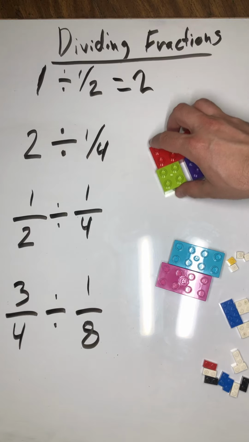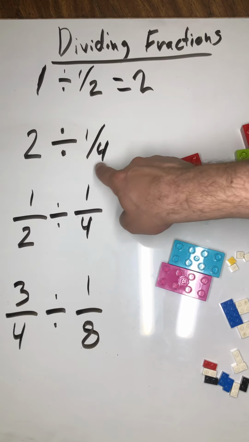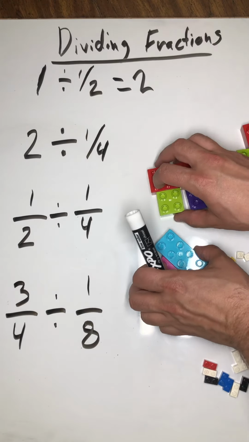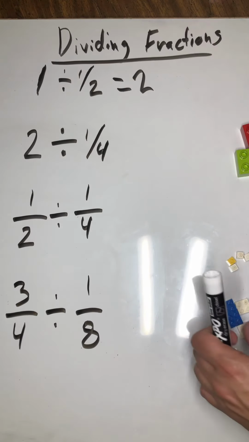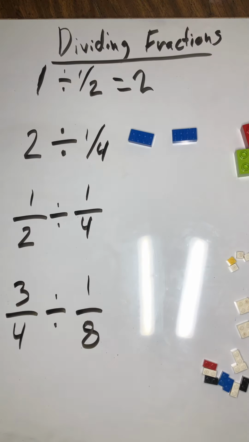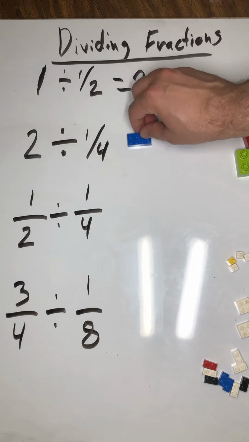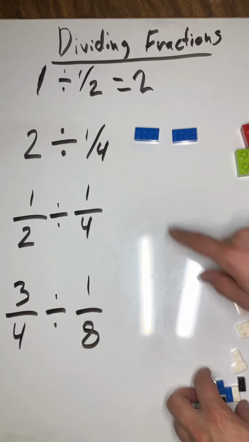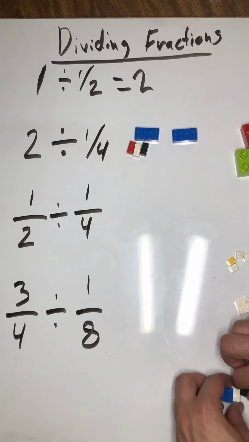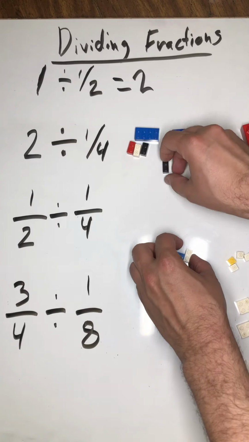Well, let's try something different. This one says, 2 divided by 1/4. I'm actually going to use some of the smaller pieces for this one. Let's say I have 2 whole pieces this time, 2 of these. And then I'm going to see how many fourth pieces it would take for us to create 2 wholes. Here I'm going to line up some of these fourth pieces.